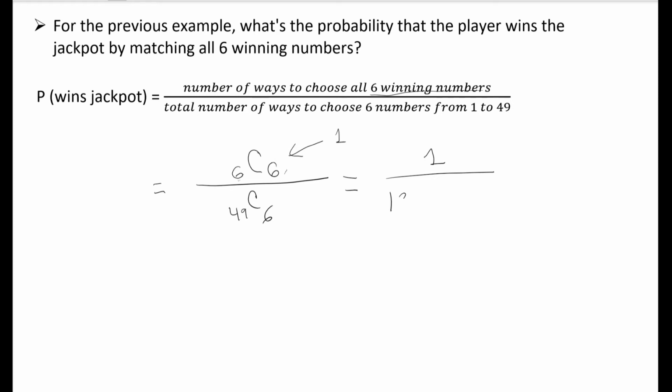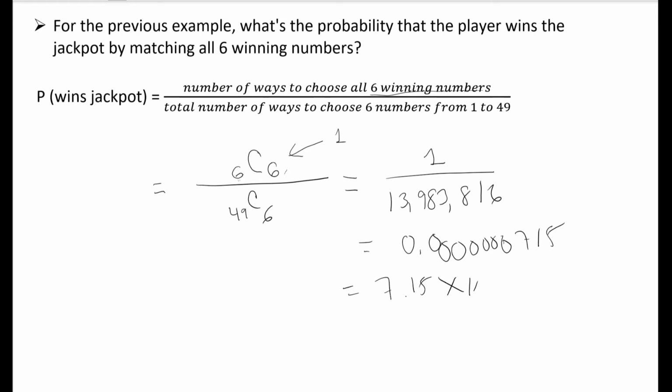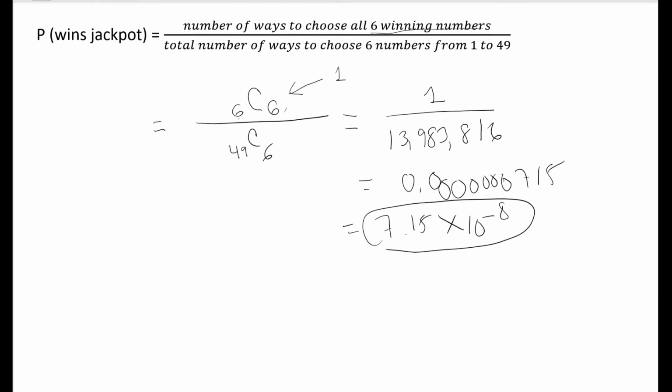That was 13,983,816. So to put this in perspective, you've got a 1 in almost 14 million chance of winning. If we calculate this, we have 7 zeros, 715. So that means you have a probability of 7.15 times 10 to the negative 8. Very small probability. So a very small chance that you're going to win.